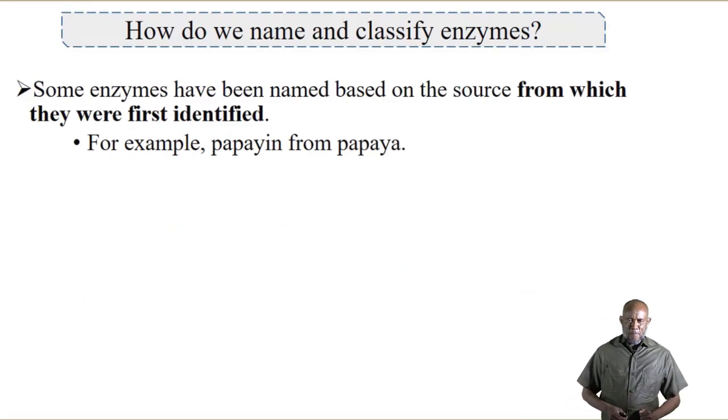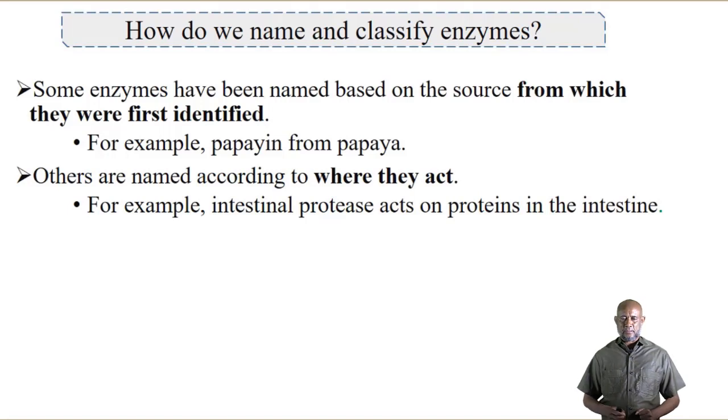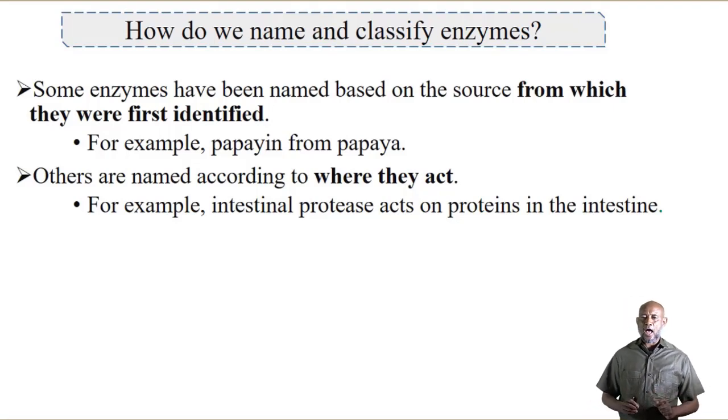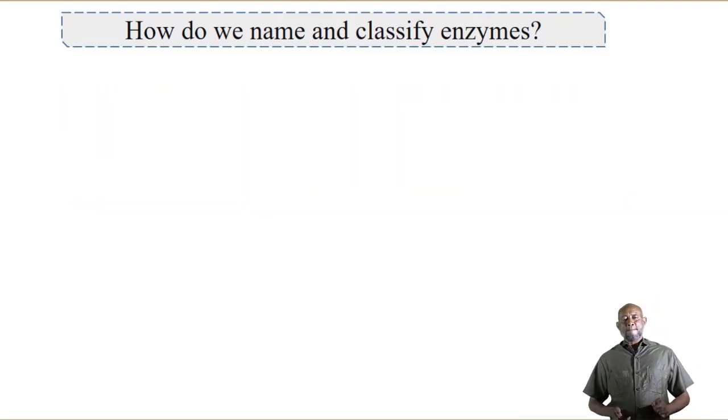Some enzymes have been named based on the source from which they were first identified, the source of identification. For example, papain, which is extracted from papaya. Others are named according to where they act. For example, intestinal protease acts on protein in the intestine. There is also salivary amylase. Since it acts inside the mouth, it is called salivary amylase.